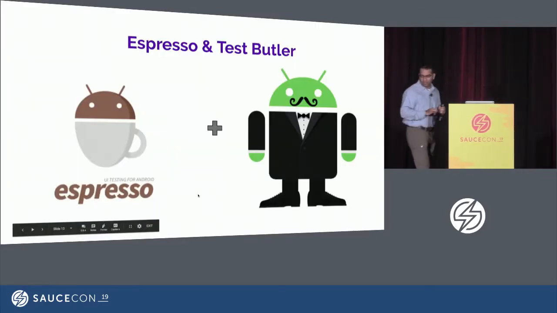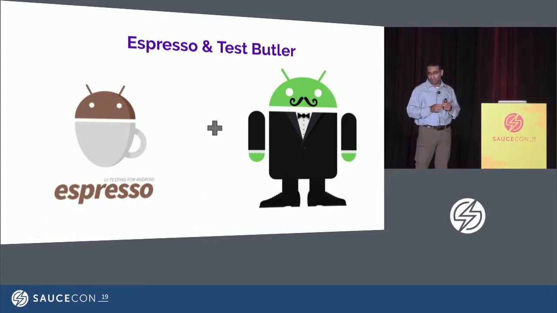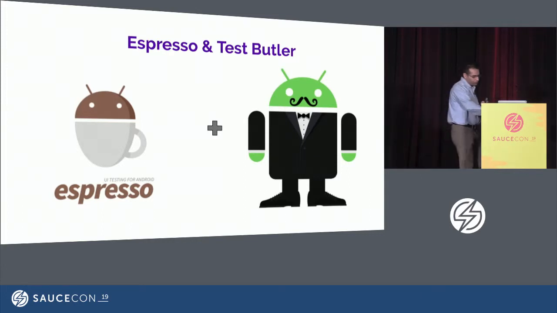So I did an integration with Espresso and Test Butler. Test Butler is a library originally developed by LinkedIn. They developed this library to write more reliable UI tests. So that was the objective with which they developed this library.